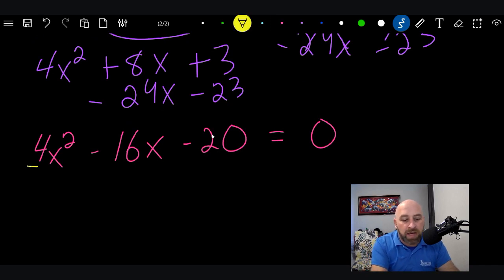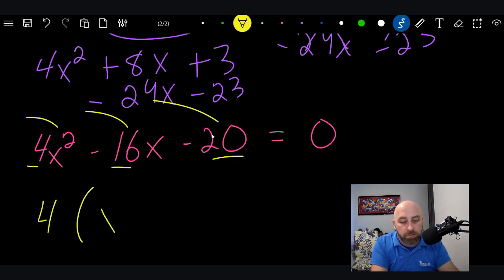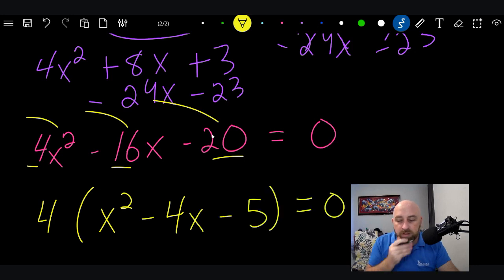Notice that we have a common factor here, so we can factor out our 4. So we get 4 times (x squared minus 4x minus 5) equals 0.